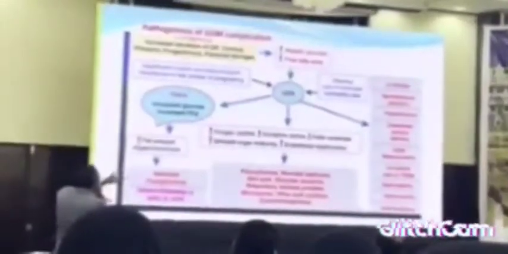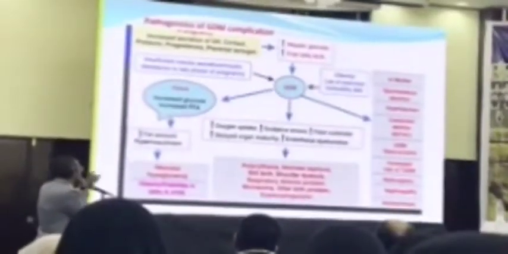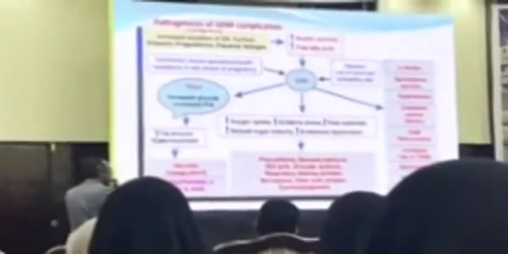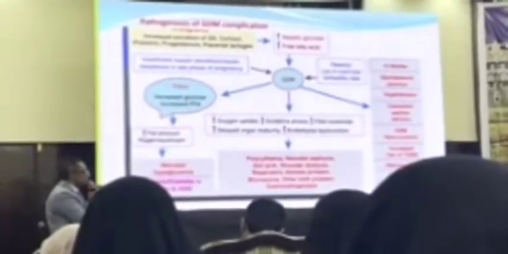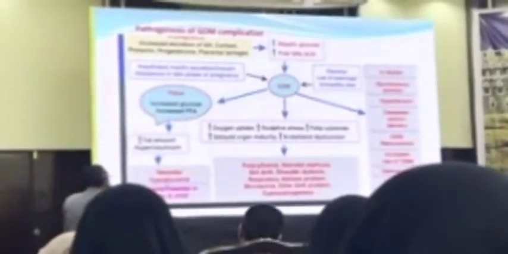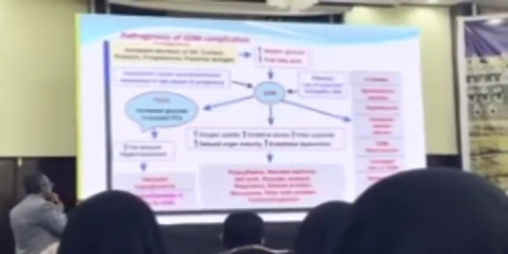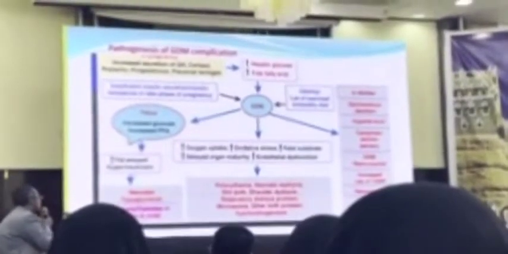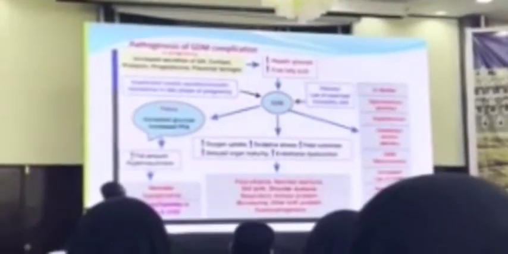Also, gestational diabetes leads to increased oxygen uptake, increased oxidative stress, increased fetal substrate, delayed organ maturity, and increased endothelial dysfunction. This leads to polycythemia, neonatal asphyxia, stillbirth, shoulder dystocia, respiratory distress problem, macrosomia, and other birth problems, the dysmorphogenesis.